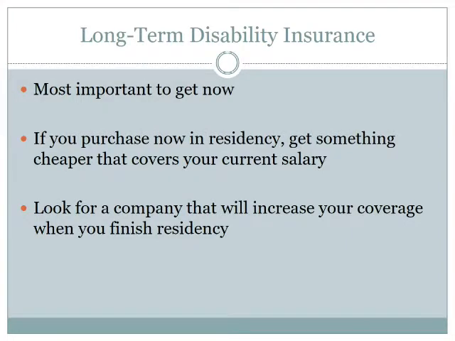So now we're going to move on to long-term disability insurance. And this is actually really, really important. It is important to go ahead and get. It will protect the income that you have yet to earn. So if you purchase now in residency, I would recommend getting something cheaper that covers your current salary. And what I want you to look at is a company that will increase your coverage when you finish residency and earn a bigger salary.